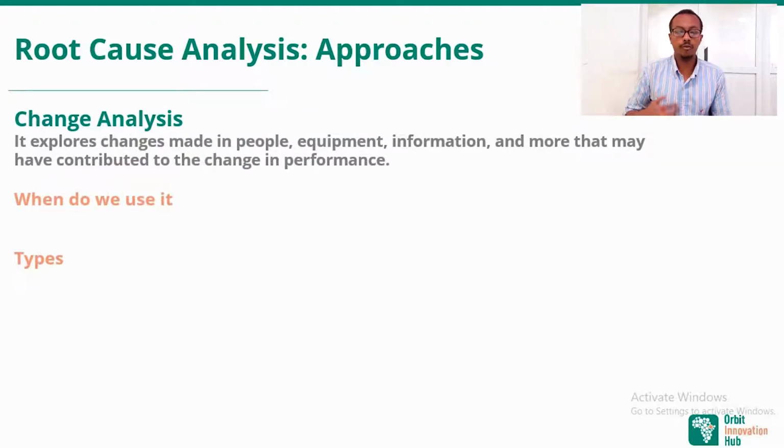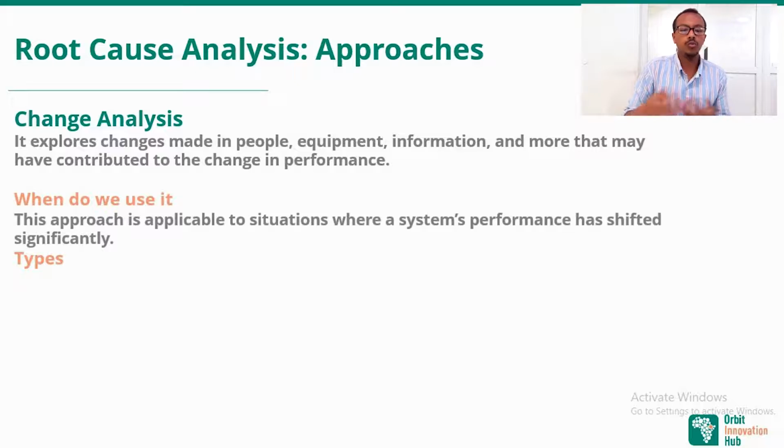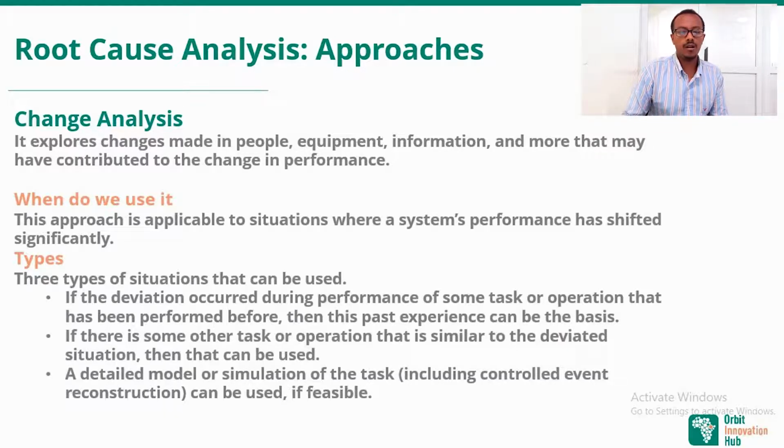Change analysis is for problems in systems where initially the system was working perfectly, but through unknown causes, the system has changed in performance. In these areas, we need to identify the specific problems that caused the change. So we use it in situations where system performance has shifted from the desired state to the current state. There are three types of situations that can be used. Change analysis uses a reference point that describes what was initially there and what is there currently. And then we try to solve the problem as to what needs to happen in the future.